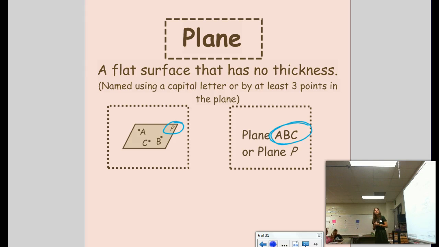Okay? Flat surface that has no thickness. I also want you to put that this one, like I was asking earlier, it goes in all directions. It doesn't go in one direction. It doesn't go in 2 directions. It extends in all directions.